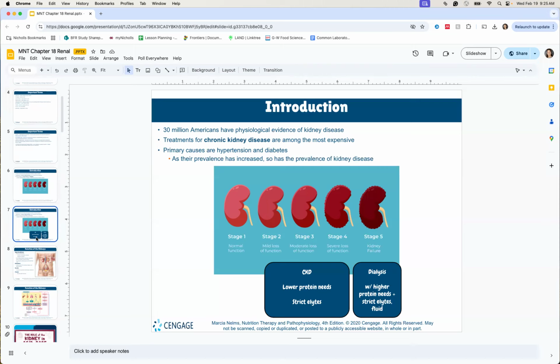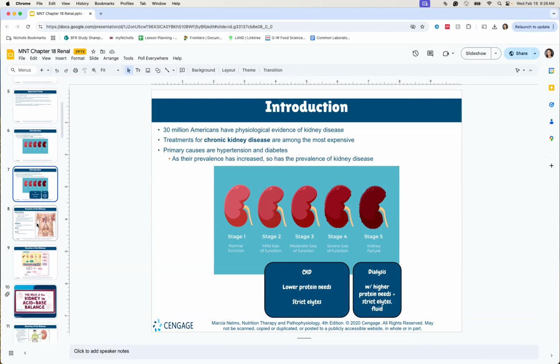normal serum electrolyte status. Now, once we reach stage 5 kidney disease, aka end-stage renal disease, this is whenever we see patients start dialysis. And because of the demand of dialysis on the body, this typically translates to higher protein needs for our patients. Some liberalization in fluid or electrolytes, possibly, but again, all of this depends on the patient's lab work.